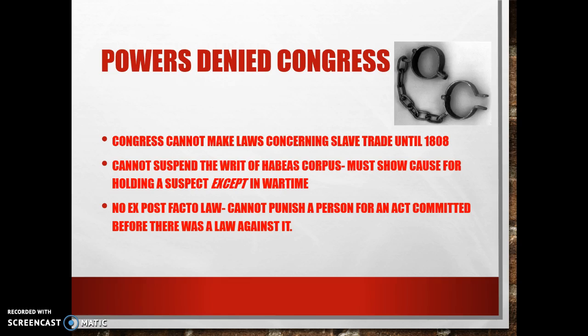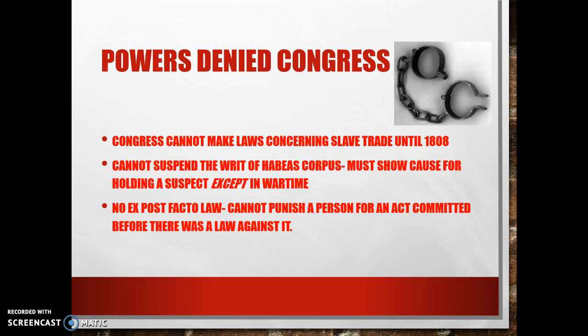Next up, Congress cannot suspend the writ of habeas corpus. What the writ of habeas corpus means is that you can't just arrest somebody. You have to bring them before the court, kind of like what we would call an arraignment today, and tell them what they are being charged with. There is an exception to this rule, though, and that is in the time of war. So if you are arrested for treason or something during wartime, they can lock you up and not have to bring you before the court.